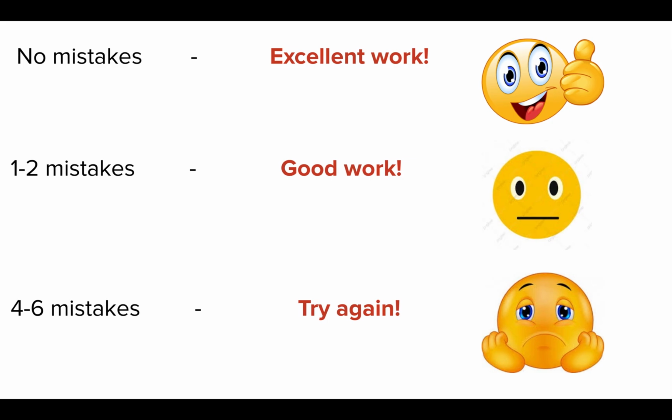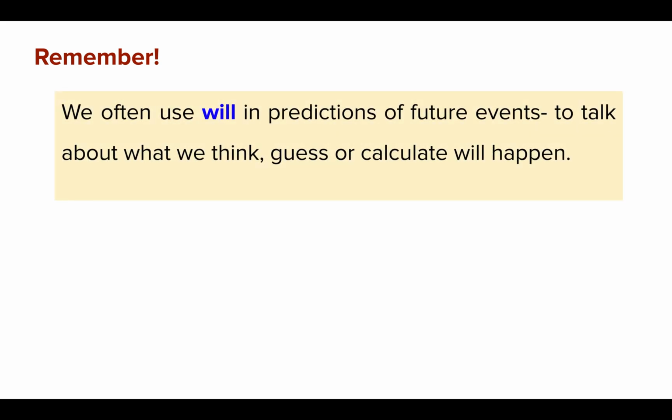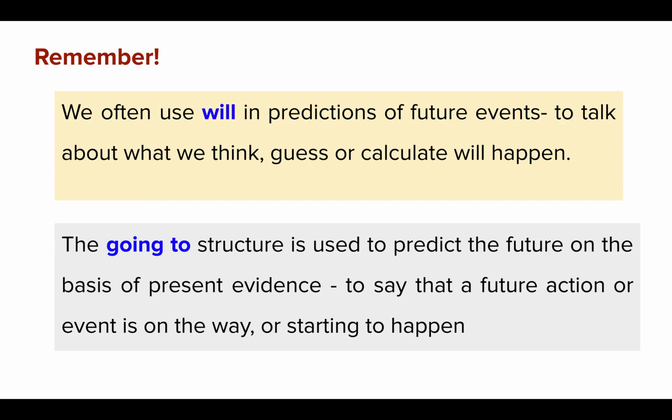So, you should remember, we often use will in predictions of future events to talk about what we think, guess, or calculate will happen. The going to structure is used to predict the future on the basis of present evidence, to say that a future action or event is on the way or starting to happen.